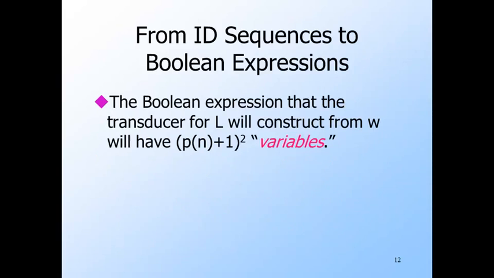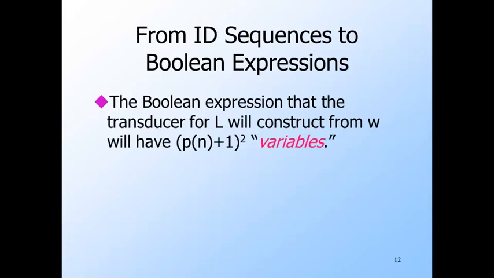We have to design a polytime transducer that can turn the input W into a Boolean expression that is satisfiable if and only if M accepts W. The transducer is designed knowing M but not W. The first thing the transducer does, seeing W, is to determine its length n. The expression that is output from the transducer will involve P of n plus 1, all squared, what we call variables.